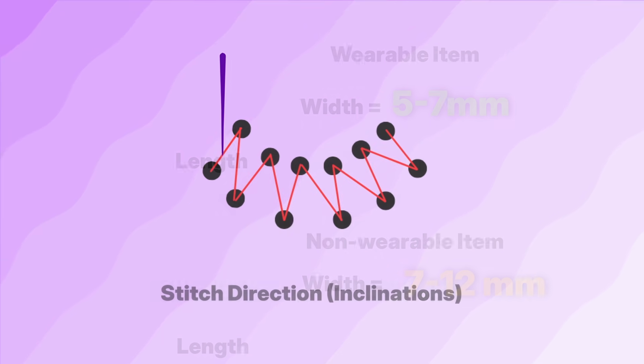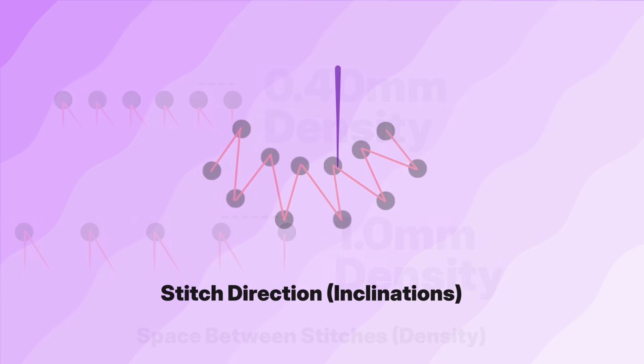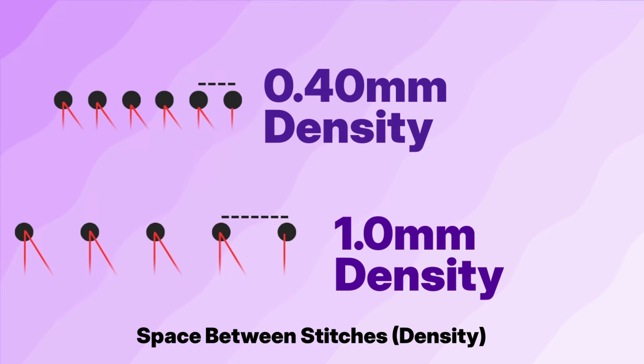The other things you can control within a satin stitch are the directions of the stitch or the inclinations when you're creating the objects, as well as the space between the stitches, which is called density. Density is meant to be changed based on the width of the stitch as well as the fabric type you'll be embroidering on.